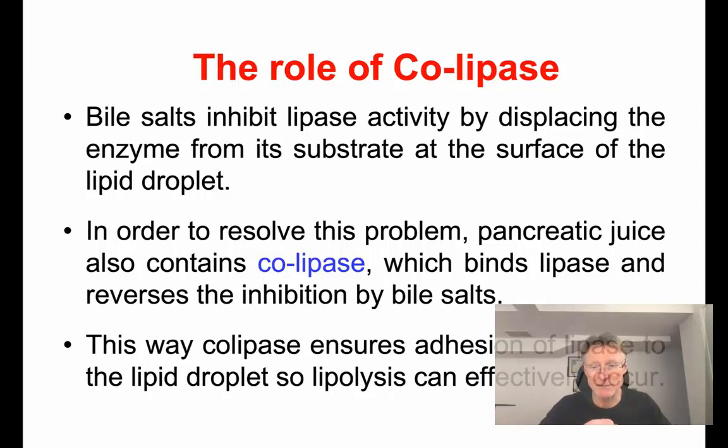Remember, because bile emulsifies, it breaks a lipid droplet, this big globule of fat, into thousands of tiny lipid droplets. When it does that, it ends up displacing the lipase that was there, the lipase that was actually trying to break down the lipids, because this lipase came from the mouth or from the stomach. But the problem is that now it's completely displaced, plus there is lipase that comes in from the pancreatic juice. So in order to circumvent this problem, pancreatic juice also contains co-lipase.